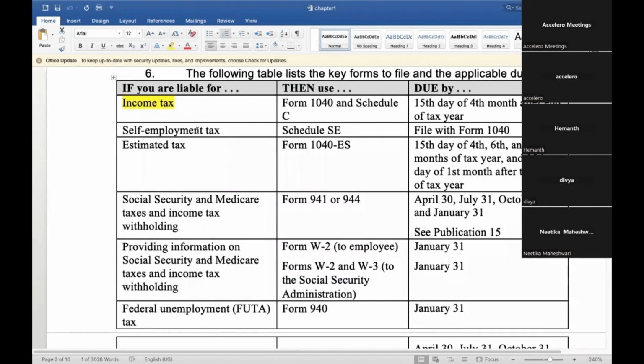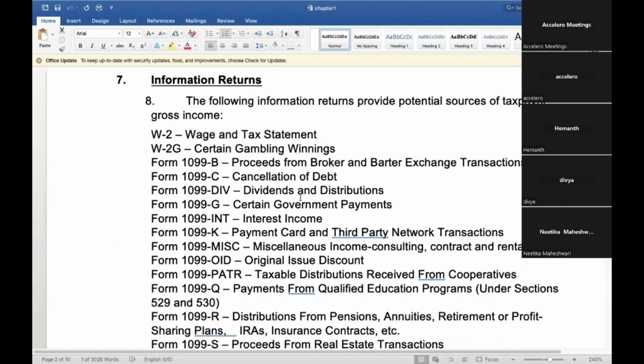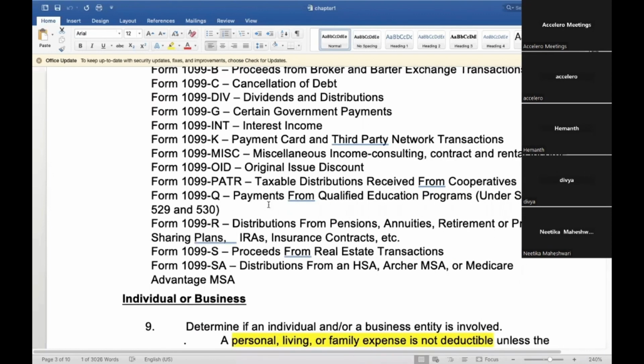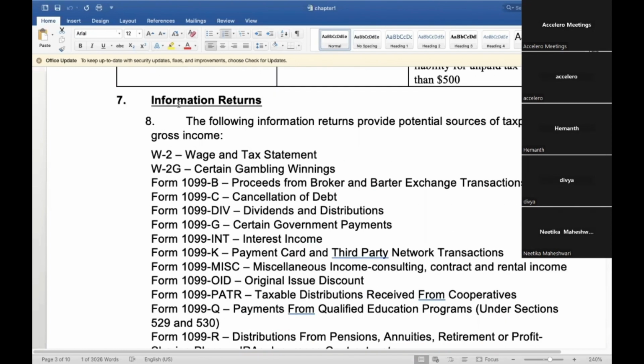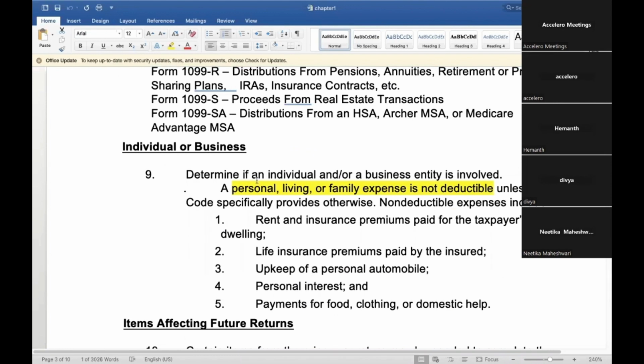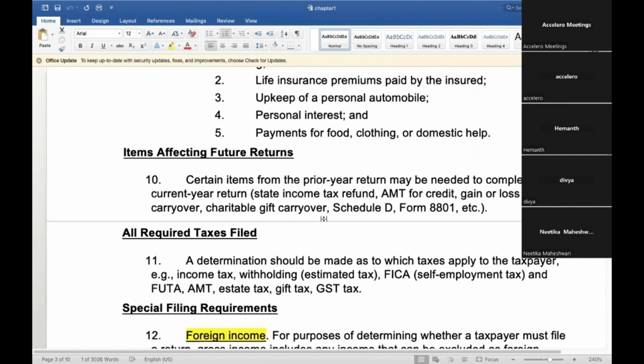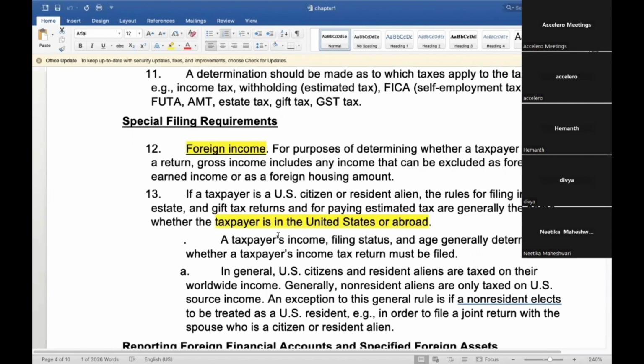Then I think Sakshi took us through some of these forms. Information returns are the forms we see when we do the tax returns. All the 1099s and this information goes to the IRS through these forms, which is why we call them information returns. For individual business, none of the individual expenses are deductible. There could be items affecting future returns, like carry forward losses, AMT, and carryovers such as charitable gift carryovers.